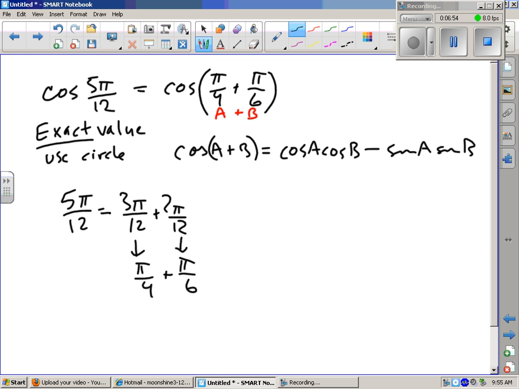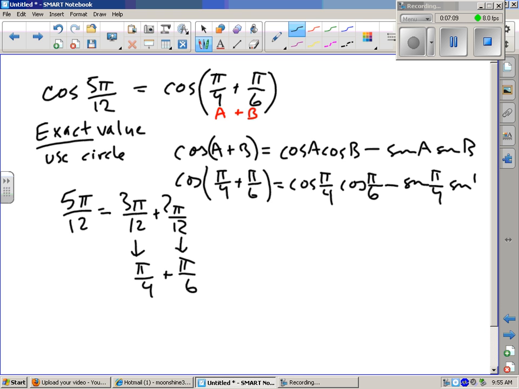So now we plug in the A and the B. So cosine of pi over 4 plus pi over 6 equals cosine of pi over 4, cosine pi over 6, and then sine of pi over 4, sine of pi over 6. Okay, so all we did was plug in the A and the B that we figured out by breaking up 5 pi over 12. Now you go to your circle and you look it up. What's the cosine of pi over 4?